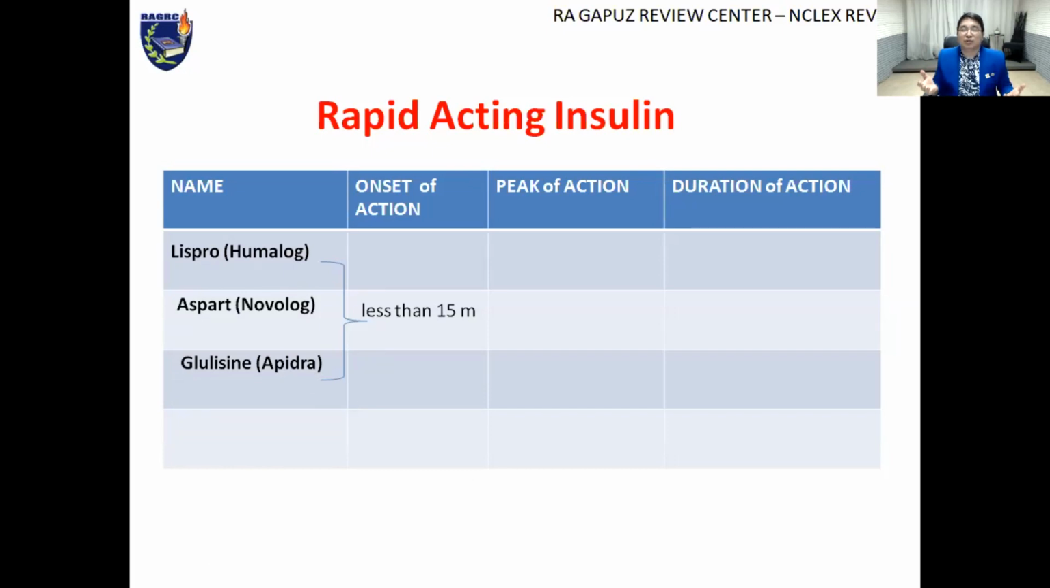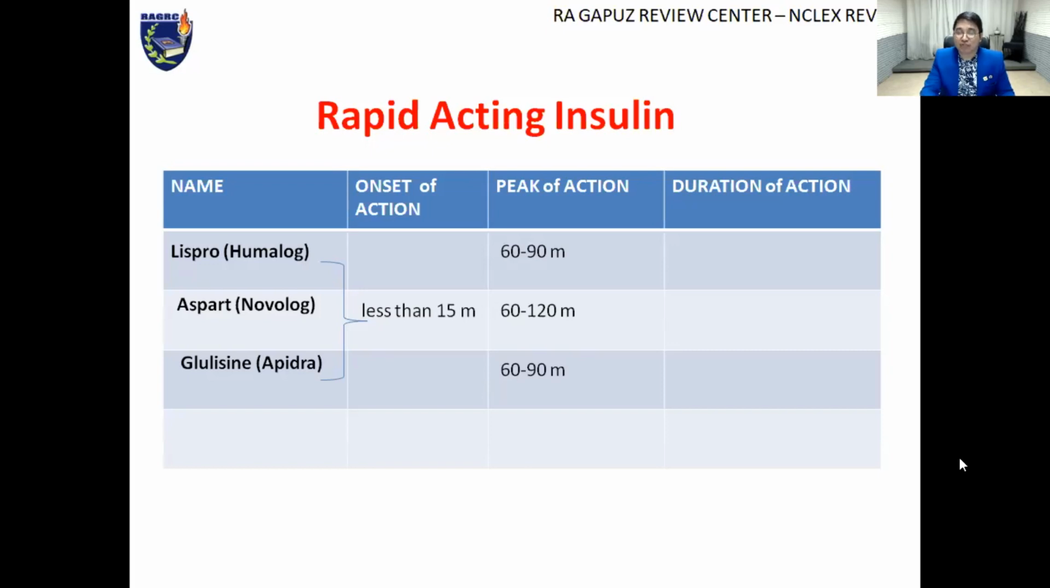So less than 15 minutes could mean 5 minutes, 10 minutes, okay? So the onset of action signifies the time in which the insulin begins to take effect, okay? The peak of action, on the other hand, refers to the time in which the insulin would exert its strongest effects. And for your rapid-acting insulin, okay, you have 60 to 90 minutes for your Lispro and Glulisine, and 60 to 120 minutes for Aspart or Novolog.